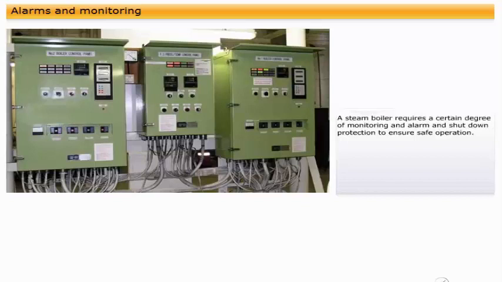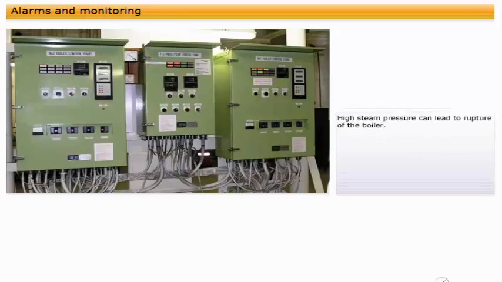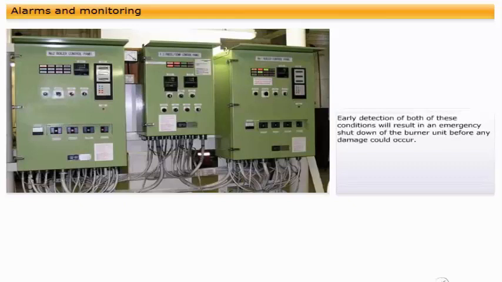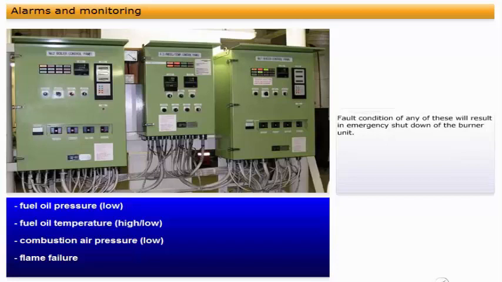A steam boiler requires a certain degree of monitoring and alarm and shutdown protection to ensure safe operation. The two main concerns are always low water level and high steam pressure. A very low water level can result in overheating, resulting in boiler failure. This is often termed low level. High steam pressure can lead to rupture of the boiler. Early detection of both of these conditions will result in an emergency shutdown of the burner unit before any damage could occur. The list shows the main parameters that are monitored for a boiler fuel oil system. Fault condition of any of these will result in emergency shutdown of the burner unit.